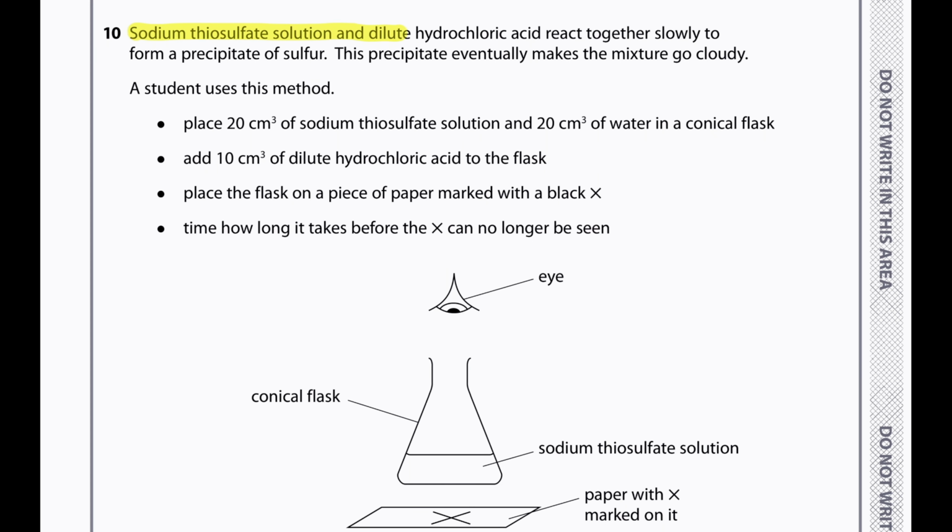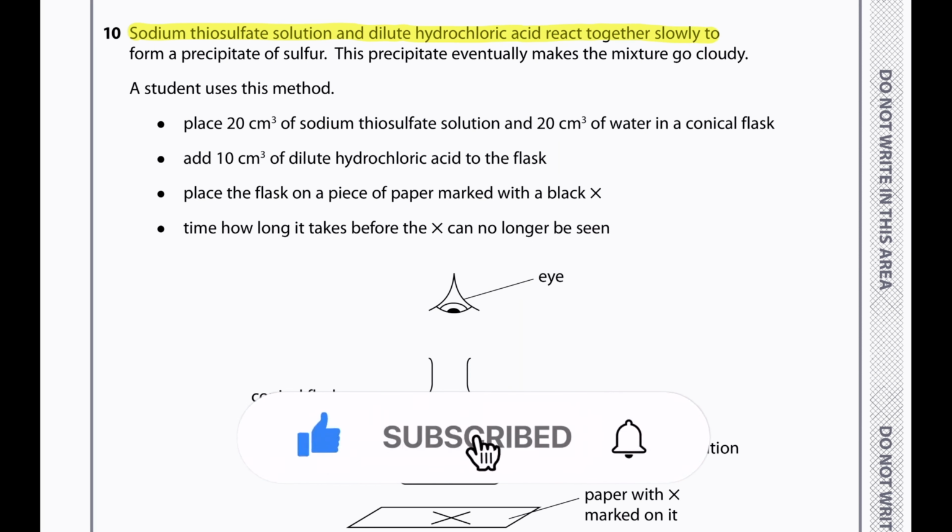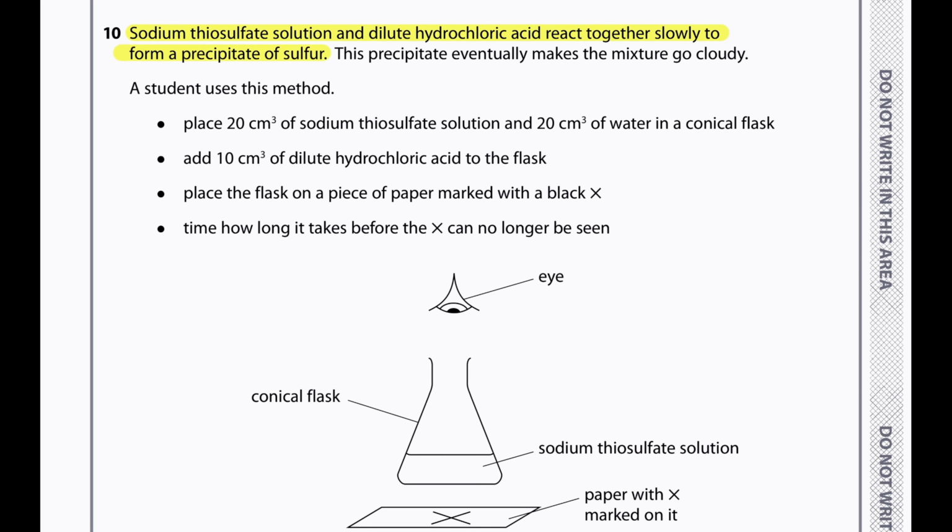Sodium thiosulfate solution and dilute hydrochloric acid react together slowly to form a precipitate of sulfur. This precipitate eventually makes the mixture go cloudy. Thus, a student uses this method. Place 20 cm³ of sodium thiosulfate solution and 20 cm³ of water in a conical flask. Add 10 cm³ of dilute hydrochloric acid to the flask. Place the flask on a piece of paper marked with a black X. Time how long it takes before the X can no longer be seen.